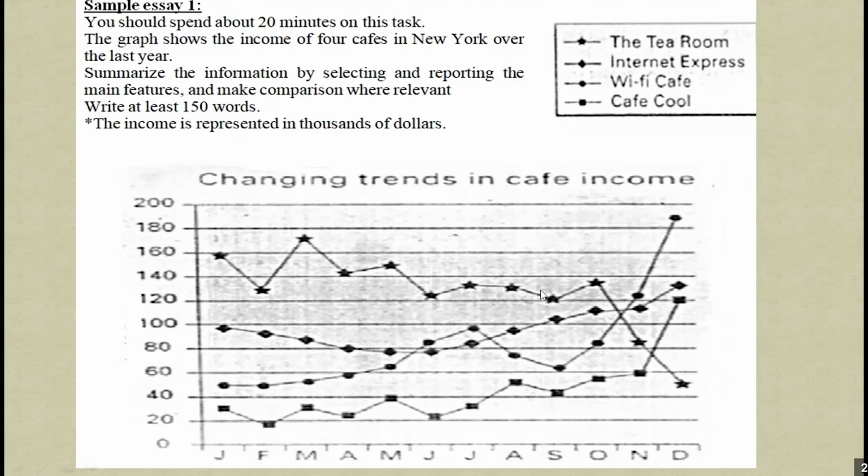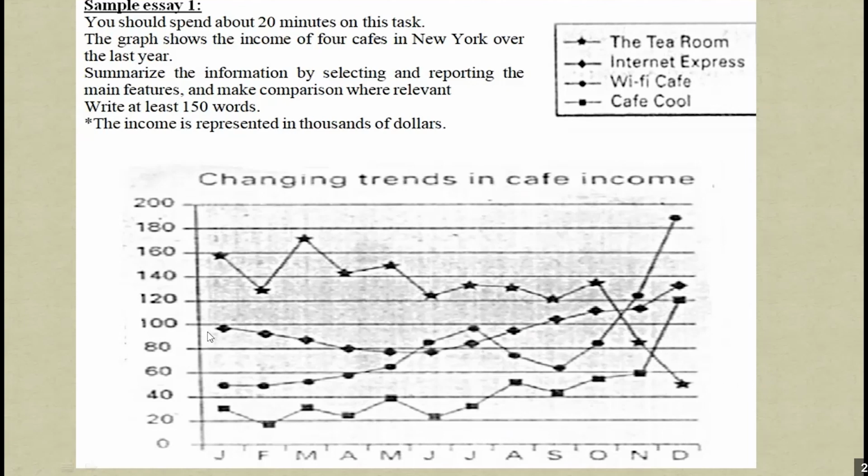Let me help you. We talked before in the previous lesson about dividing line graphs into trends, upward or downward. So look at these variables. How many of them have a downward trend, and how many of them have an upward trend? Let's look at the Tea Room first. Does it have a downward trend or an upward trend? Compare between the first point and the last point. First point is higher than the last point. So this is a downward trend.